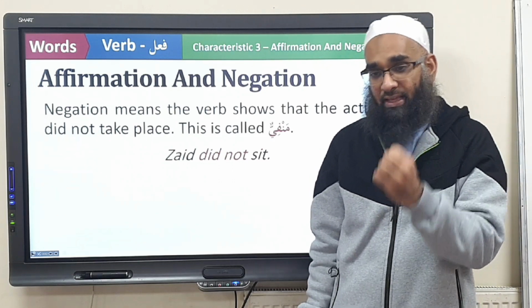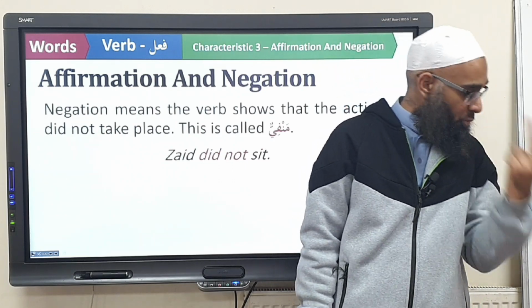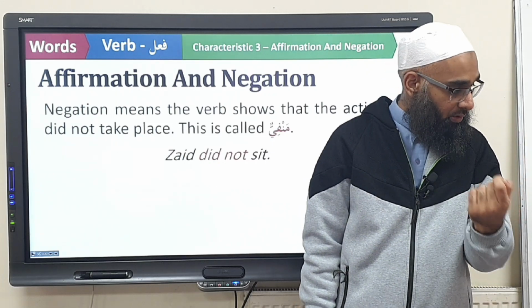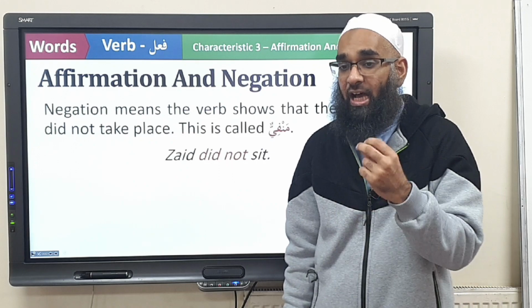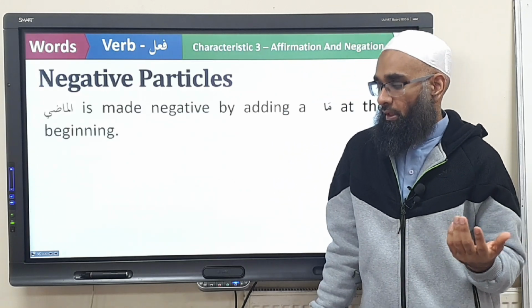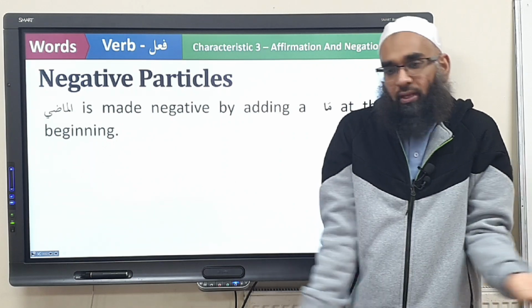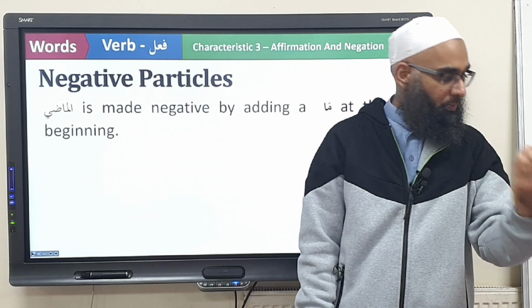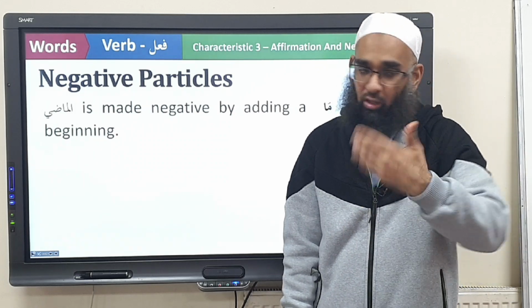So a verb is categorized into two types according to affirmation and negation. One is called muthbat, meaning the action took place. And manfi, the action did not take place. Now what happens? By default it is affirmation. Fa'ala, yaf'alu, fataha, yaftahu, ba'atha, yab'athu, all of these mean the action happened.